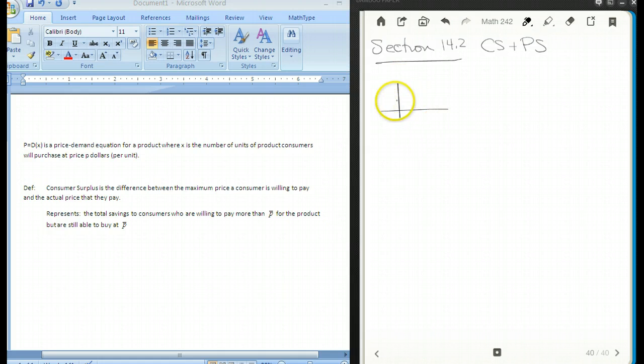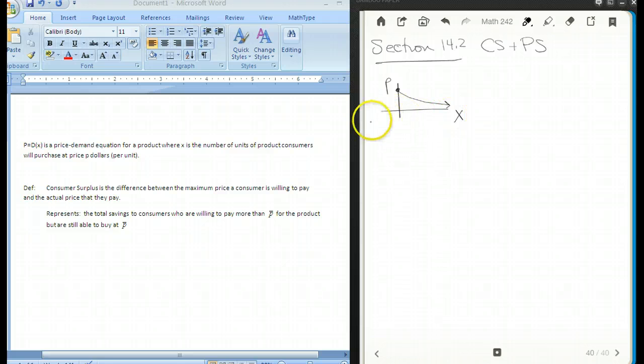If we had a graph, we'll put price over here on the vertical axis, and we'll put demand or number of units of product over here. Then a common price demand equation would look something like this, right? Maybe somewhere up here, and then it decreases, like this, right? Because notice here, as price falls, as price gets smaller on this axis, the quantity demanded increases, right?